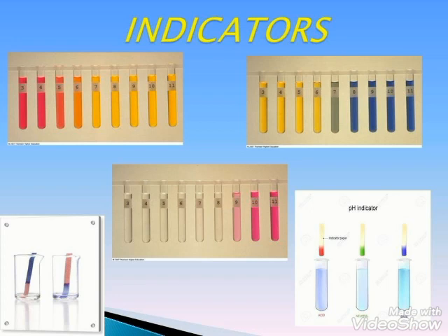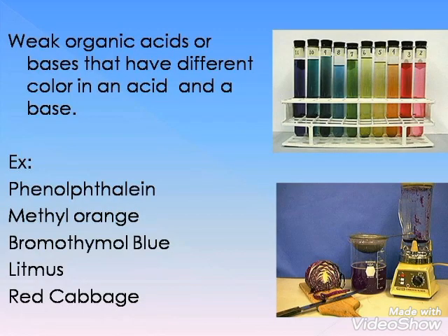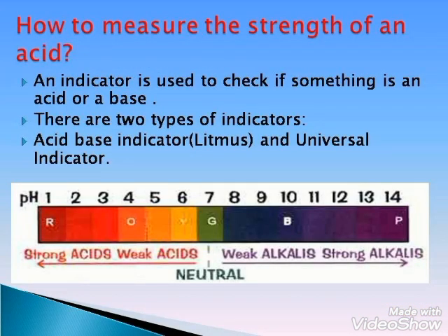Now let us discuss the indicators. What are indicators and what is their use in a chemical laboratory? We all know that if I want to know whether something is an acid or base, then we need to use an indicator. Weak organic acids or bases that change their color when we add them to an acid or base are known as indicators. For example, phenolphthalein, methyl orange, bromothymol blue, litmus solution, or red cabbage, all these are different types of indicators. These indicators change their color when we add them to a solution which is either acidic or alkaline. So, an indicator is used to check if something is an acid or base.